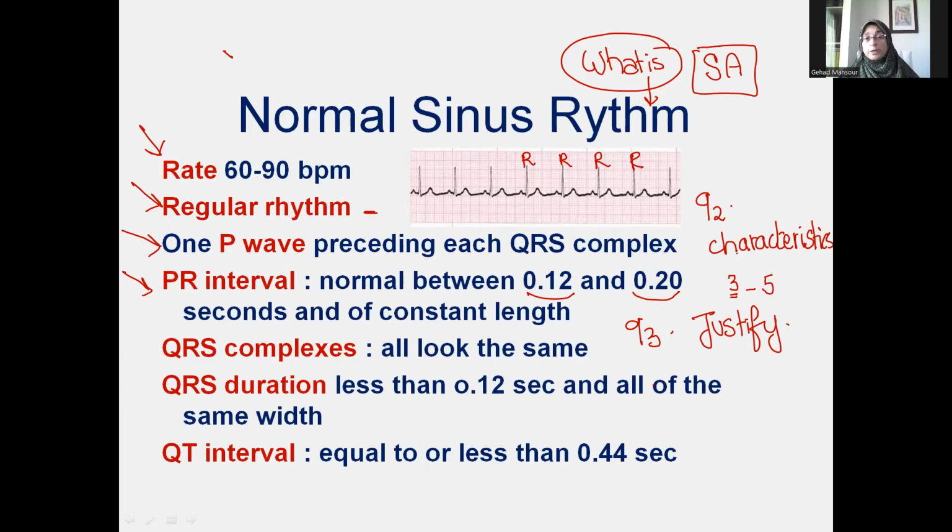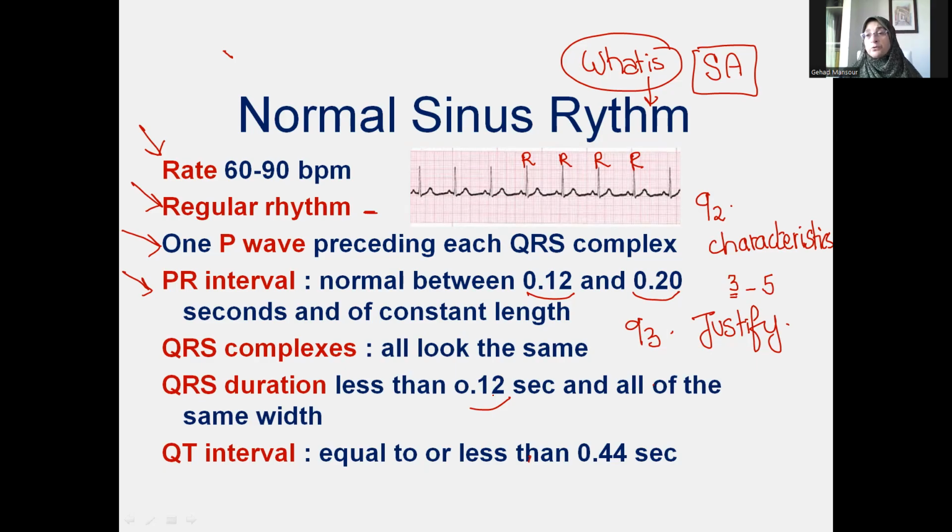And then you're going to make sure that all the QRS complexes are similar to each other and that they are narrow, meaning that the width of the QRS complex should never exceed 3 small squares, which is 0.12 seconds. And the R waves, as I said, should be narrow.